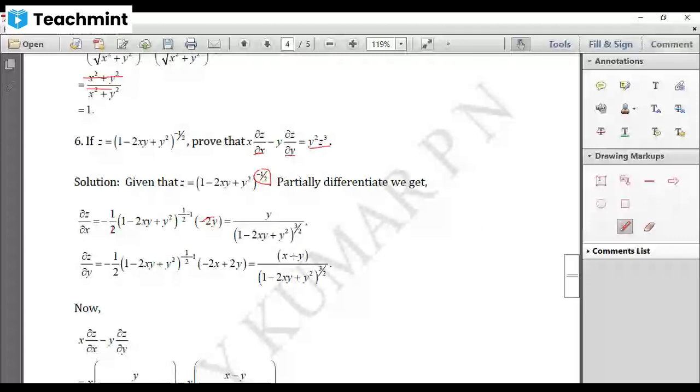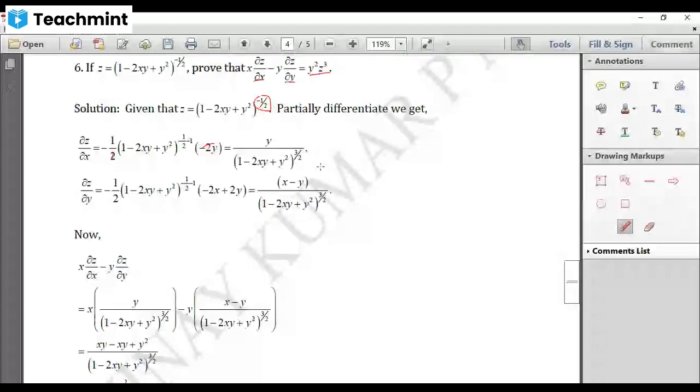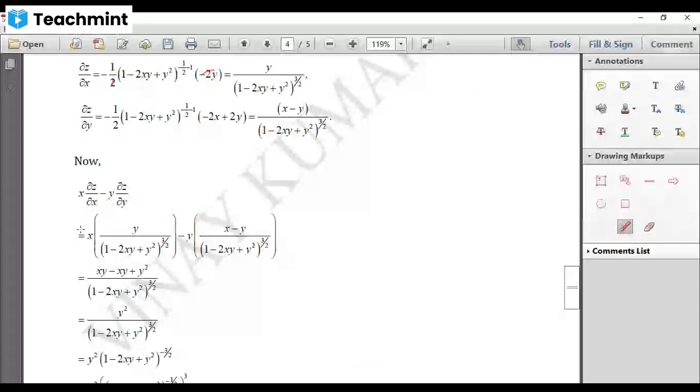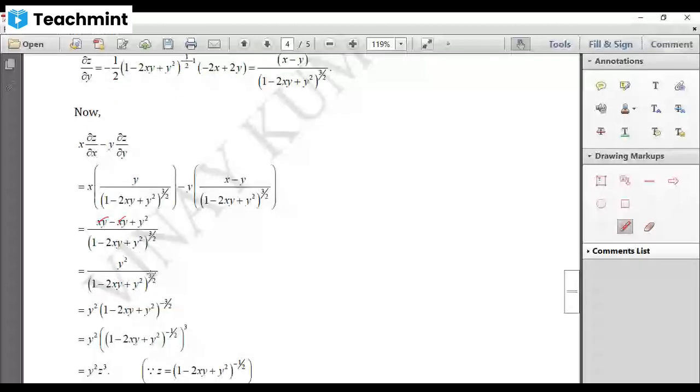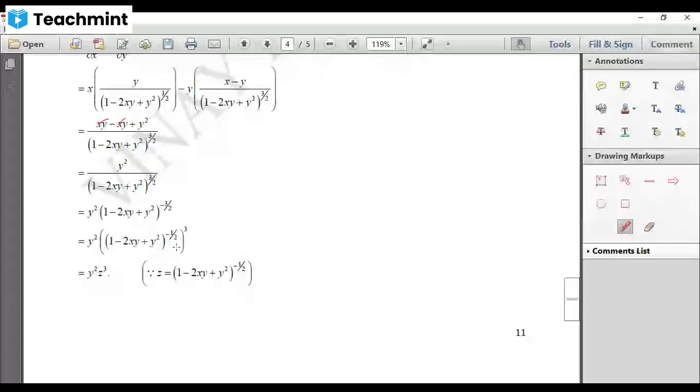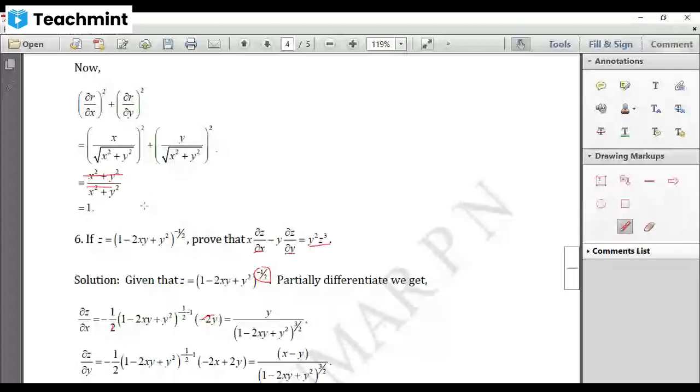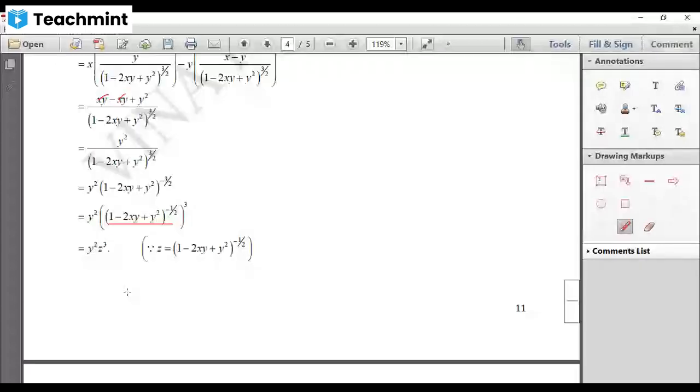Now substitute these in this. X into this minus y into this. You'll get, if you take LCM, you'll get xy minus xy plus y square divided by this. These two get cancelled. Now y square by this. Send this one to numerator. That becomes to the power of minus 3 by 2, which can be written as to the power of minus half whole to the power of 3. If you multiply, you'll get this same thing. But we know that this is nothing but our given function z. See, z is this. So I can write that one as z to the power of 3. So we got y square into z cube.